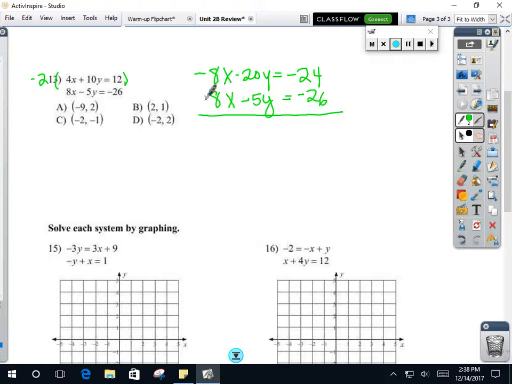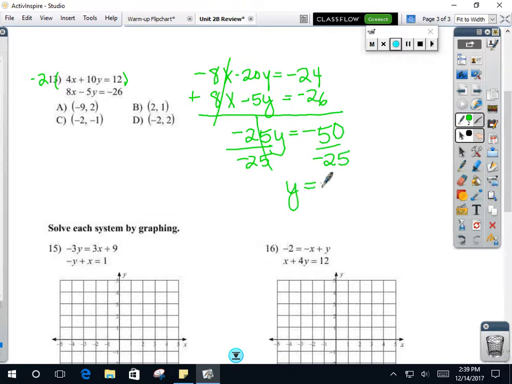Now we add the two equations together. Negative 8x plus 8x is 0x, so it eliminates. Negative 20y plus negative 5y is negative 25y. And negative 24 plus negative 26 is negative 50. Now divide by negative 25, giving you a y value of 2. Remember, the y goes in the second place of the ordered pair, so that eliminates B and C.